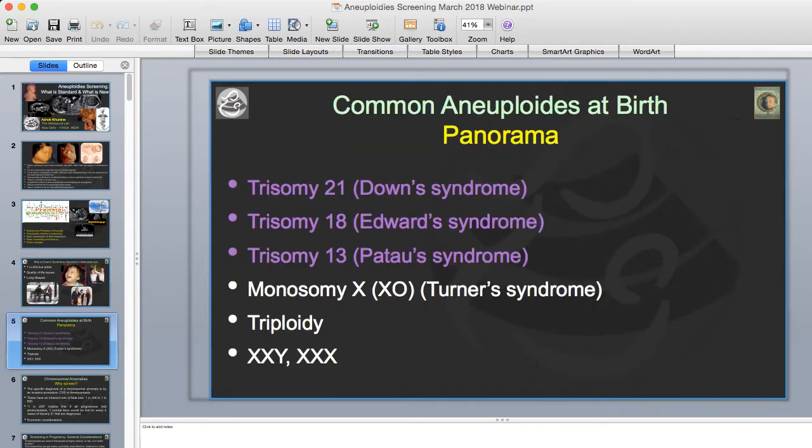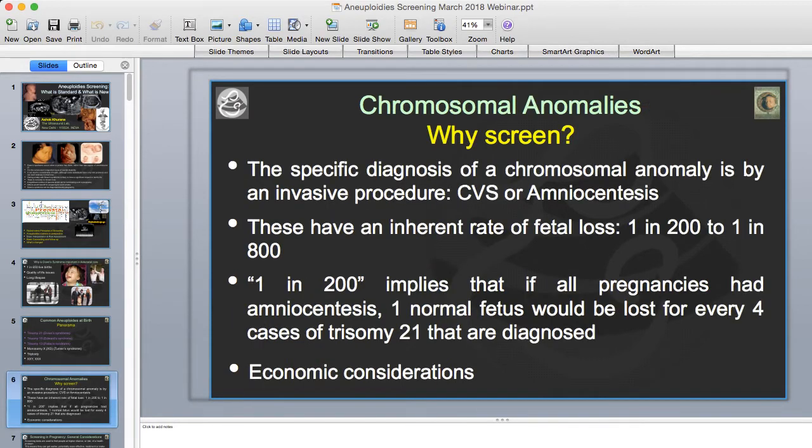In addition to Down syndrome, of course, there are additional common aneuploidies at birth, and these include trisomy 18 or Edwards syndrome, trisomy 13 or Patau syndrome, and all of these can be, to a certain extent, assessed by the same screening protocol. There is also the option of being able to look for monosomy X, triploidies, and the sex chromosome abnormalities, but for now we'll concentrate more on how we go about trying to figure out the most significant of these aneuploidies, and that is Down syndrome.